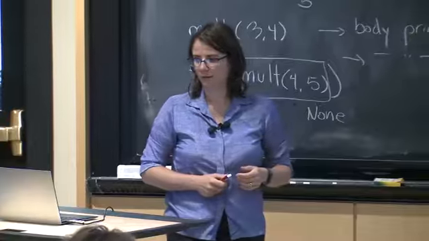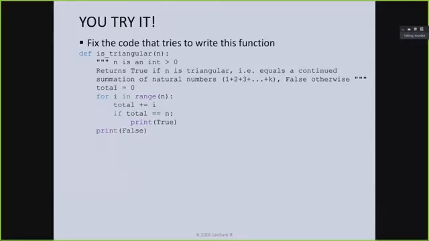Okay. So I'm going to have you work on this code for a little bit. Nothing to write, but there is something to fix. Here's a function called isTriangular. It takes in one parameter, n. It's an integer greater than 0. I want this function to return True if n is triangular and False otherwise. Triangular just means it's a whole number equal to 1 plus 2 plus 3 plus some summation like that. So 1 is triangular, 3 is triangular, 6 is triangular, and so on.